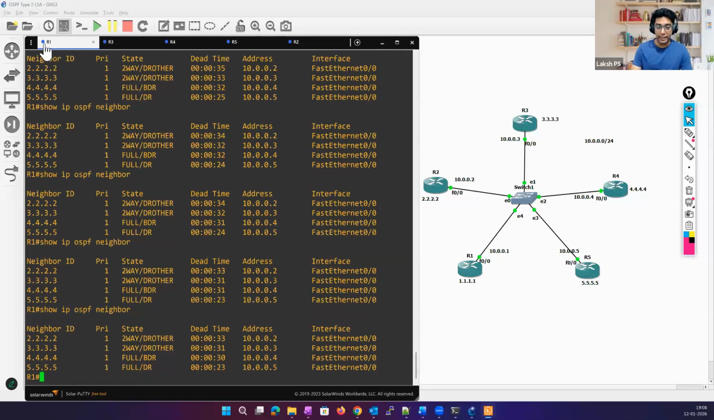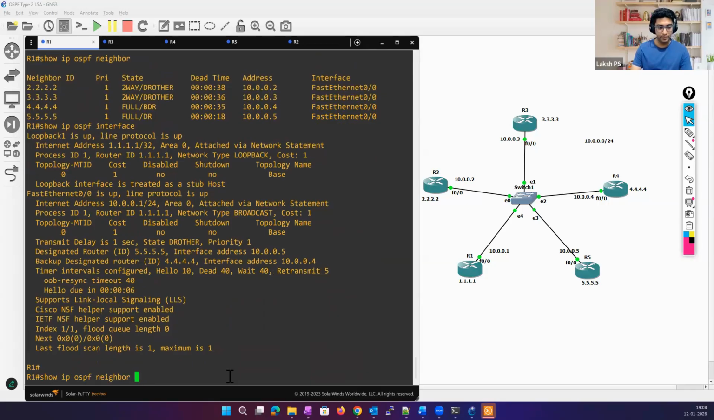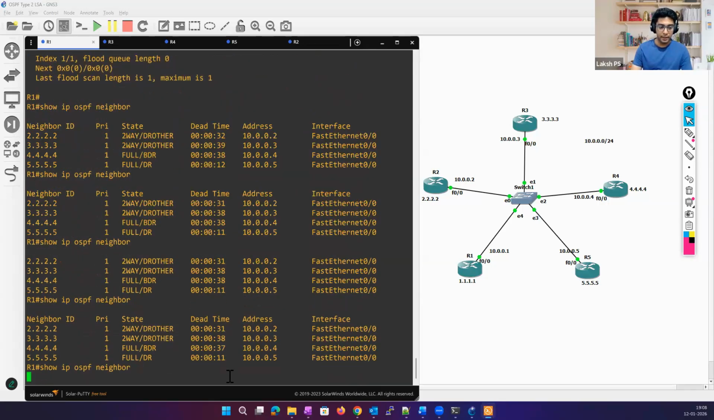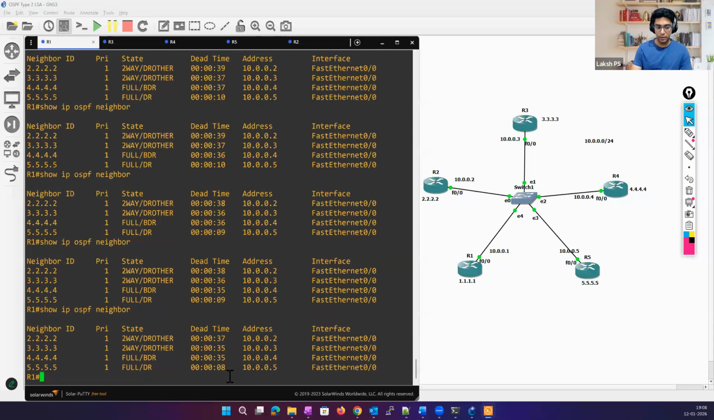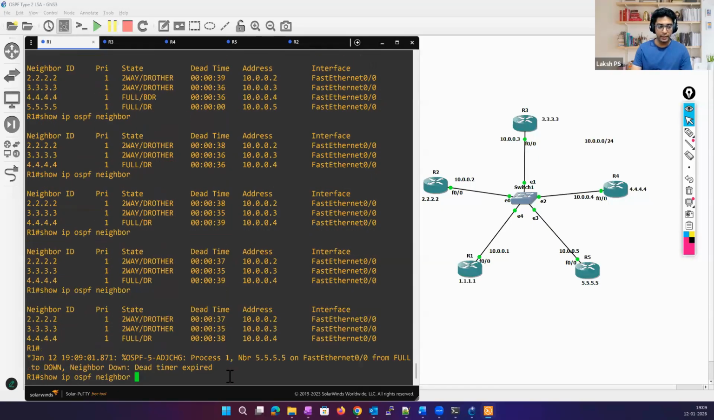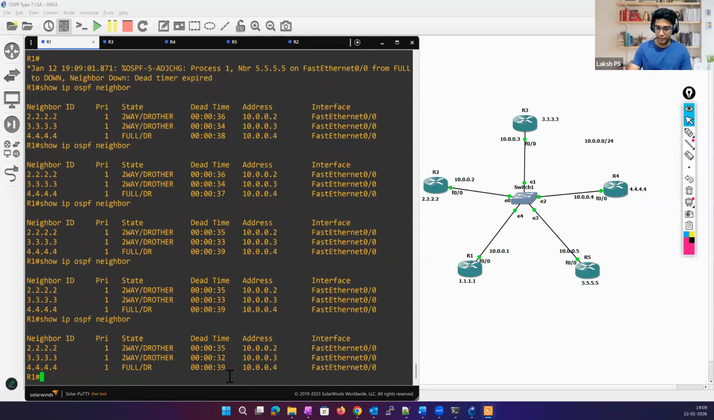Okay. You can see that every 10 seconds, all the other neighbors are resetting their dead timer. This is the dead timer column. They are resetting their dead timer. But R5 is unable to do so because the interface is down, and hence you can see R5 goes down.